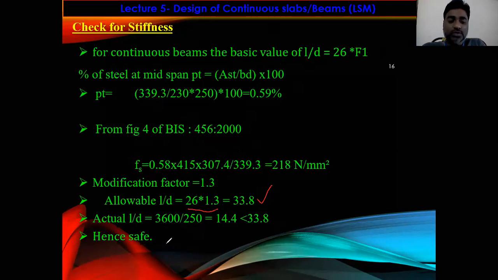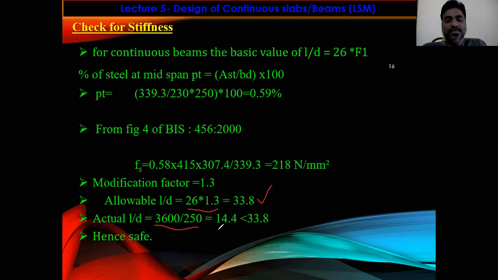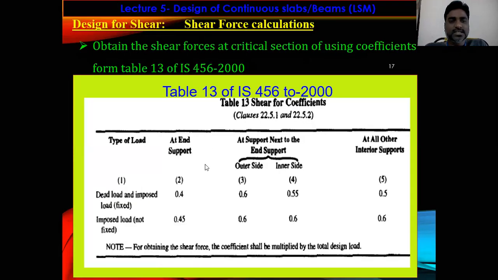And what is the actual L-effective by D ratio? That is 3600 by 250, that is 14.4. And this is less than the allowable value, hence it is safe. If it is not, then we need to redesign your section. Right? So here it is safe. So next is shear design. After satisfying this one, we need to design for shear.